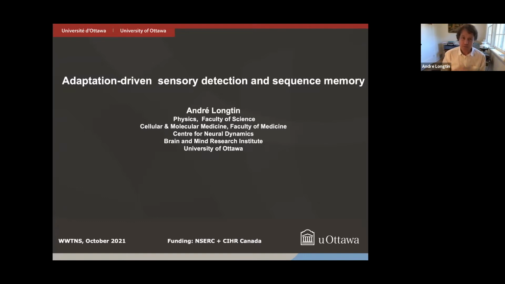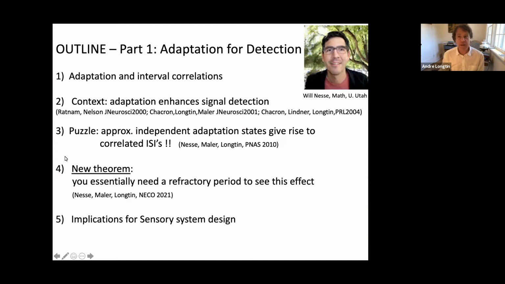Okay, so I'm going to talk about two stories related to adaptation. The first story is about how it's used in the context of sensory detection. So I'm going to give an overview of adaptation and interspike interval correlations. The context here is really about how adaptation can enhance signal detection.